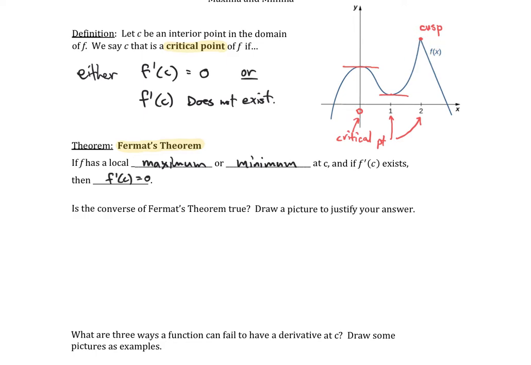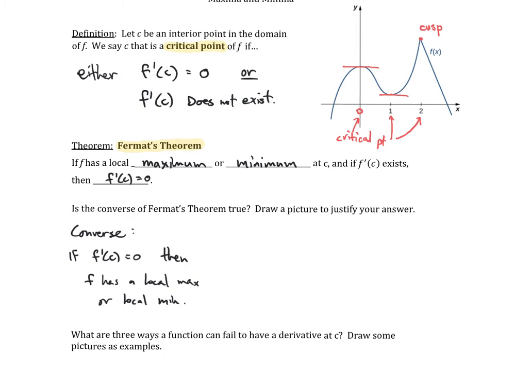So I want to look at the converse of Fermat's theorem. Now remember, this is an if-then statement. So if this is true, then this is true. So let's first write down what the converse is going to be. So the converse statement is going to be: if f prime of c is equal to 0, then f has a local max or a local min. And this statement is not true.